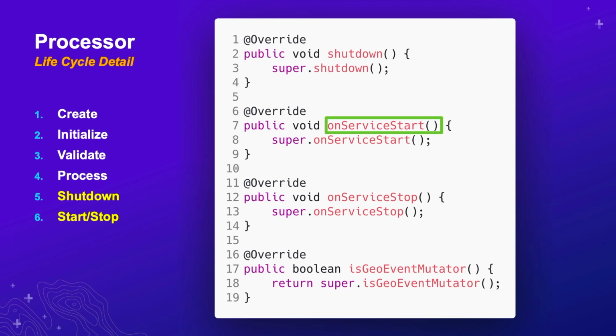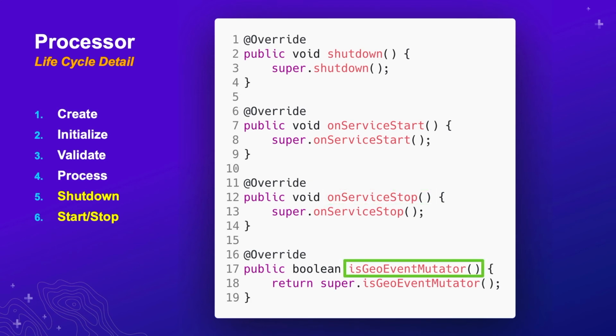The onServiceStart method is called when the user is publishing or starting a service. So here's where you will want to perform any initial logic that may be needed for your processor. On the contrary, you've got the onServiceStop method, which gets called when the user is stopping a service. So any cleanup of a processor's resources can be done here.